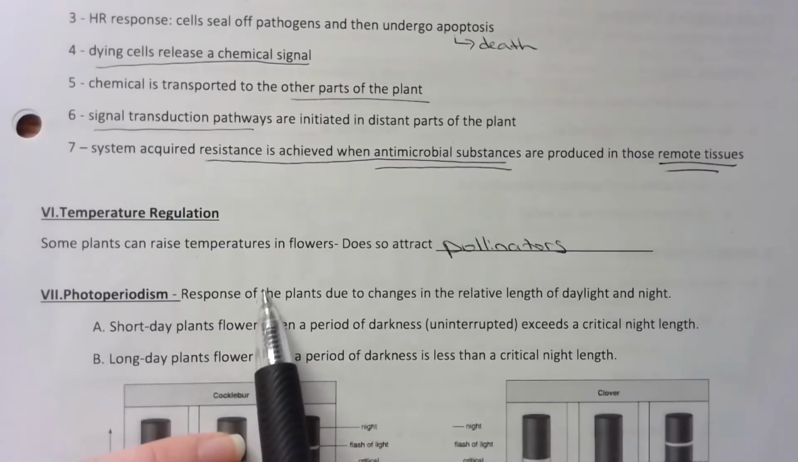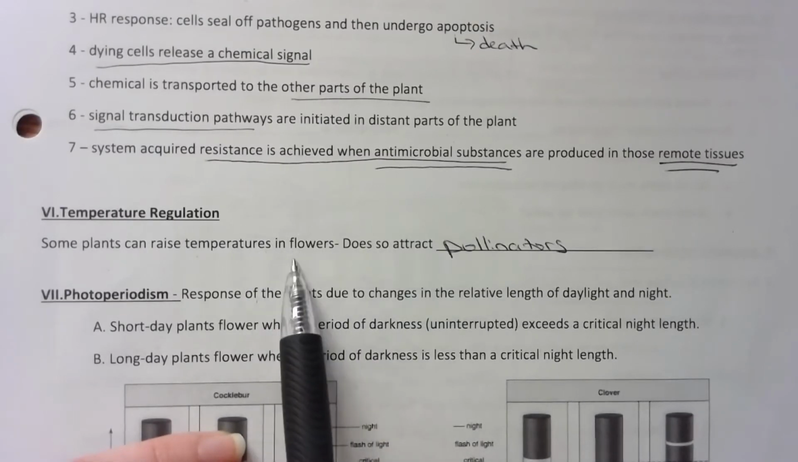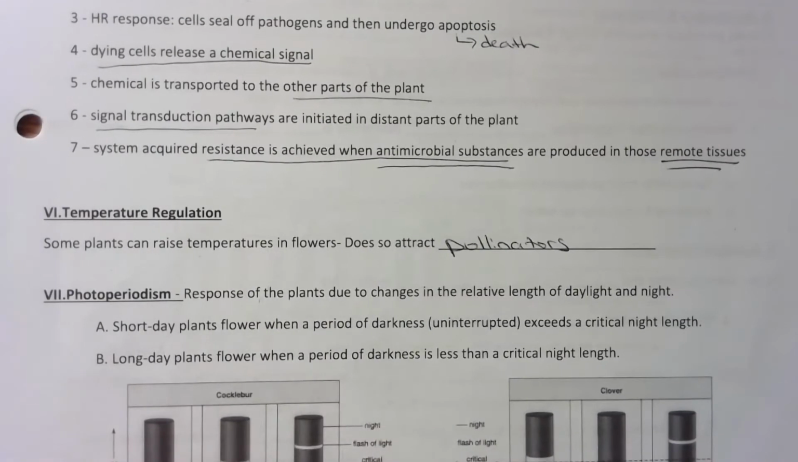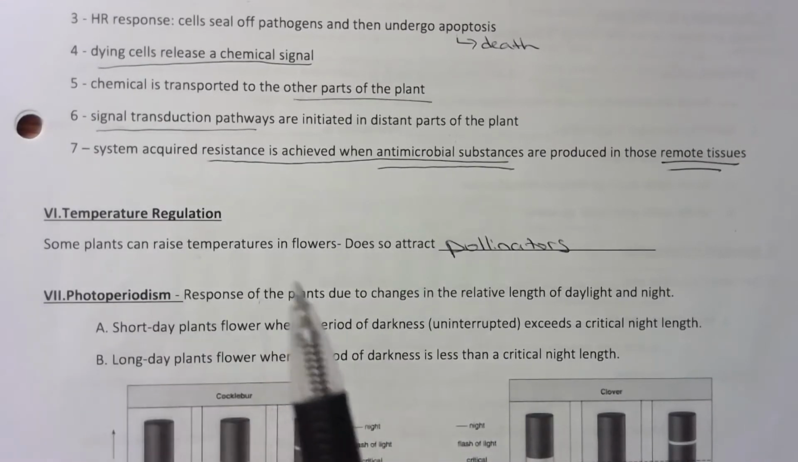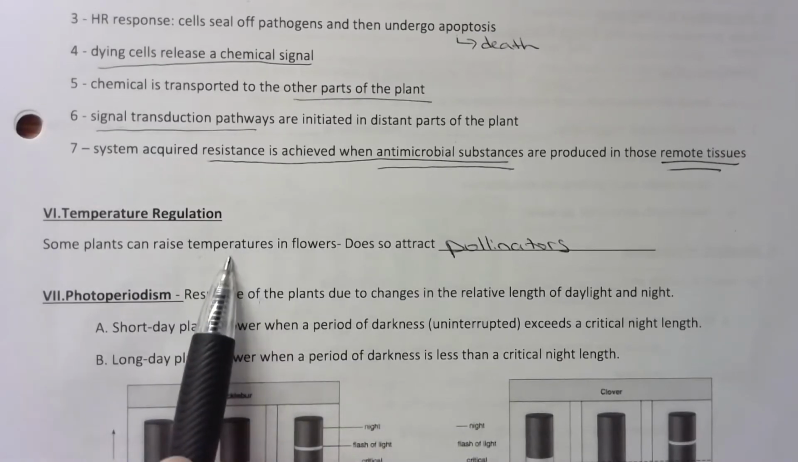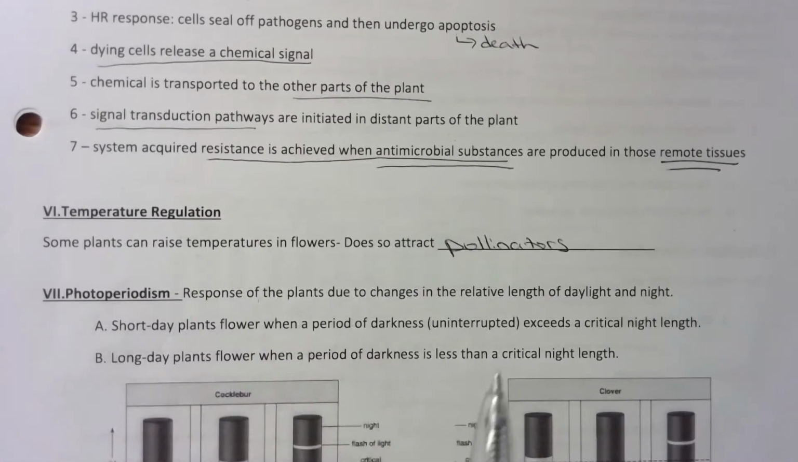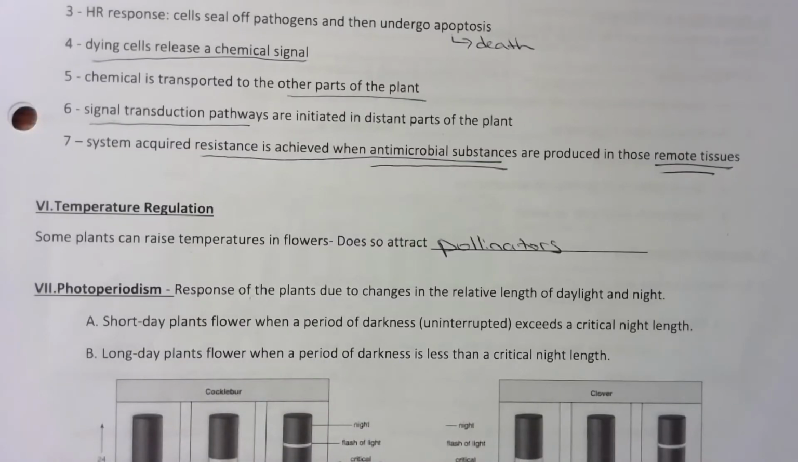And that can happen a lot when plants are flowering, which makes sense because that's going to attract pollinators. Well, obviously if it's a good chemical, but that does happen. So temperatures rise and certain chemicals will be released to attract pollinators. Another example of communication between plants and animals.